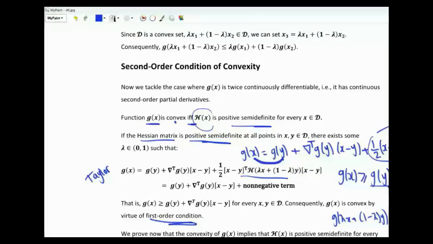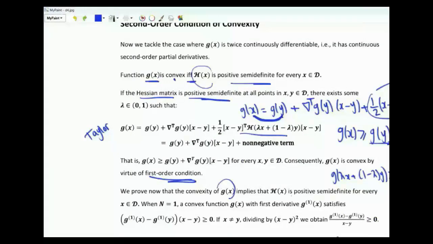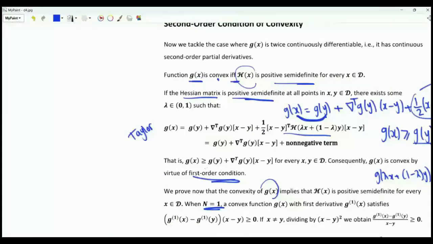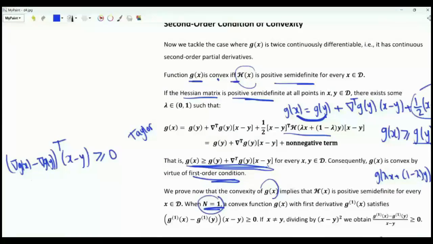We want now to prove the converse. That is, if function g is convex, the Hessian matrix is positive semi-definite. Let's think about this in one dimension. On the previous page, we proved that if g is a convex function, then we have this inequality. And this inequality was used to prove that the inner product of x minus y and the gradient at x minus the gradient at y, this inner product is greater than or equal to 0. If big N is equal to 1, we have a function of one variable.